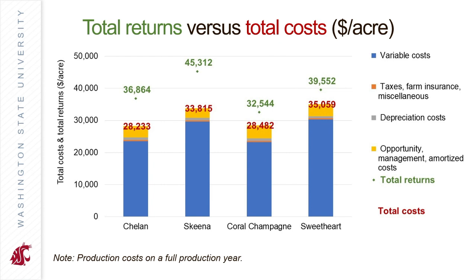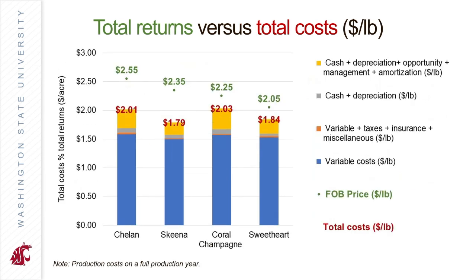But if we want to take out the effect of the yield, we also have these dollars per pound. So you can see it costs about $2 per pound to produce Chelan and Coral, and 1.8 for Skeena and Sweetheart, right? And then the prices are there. So if we are way above this cost, then it is good news for us.